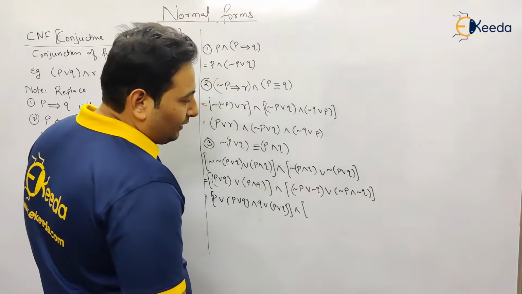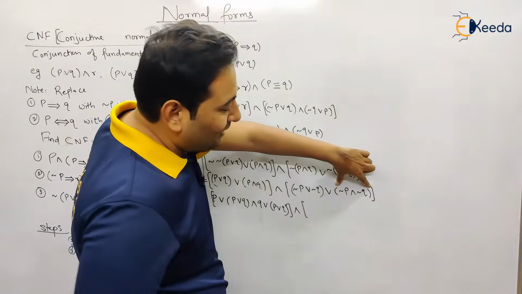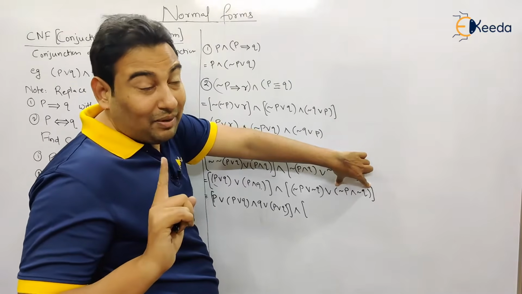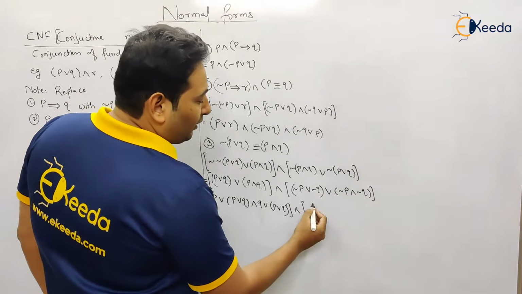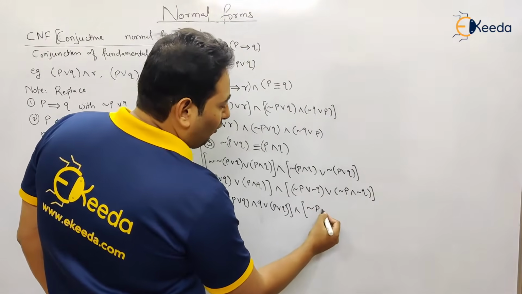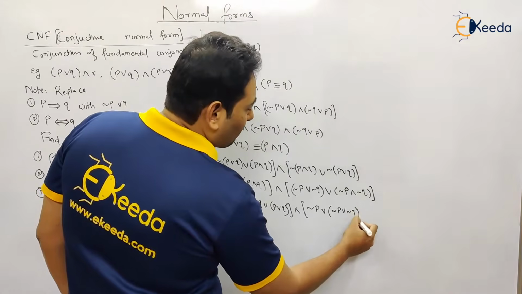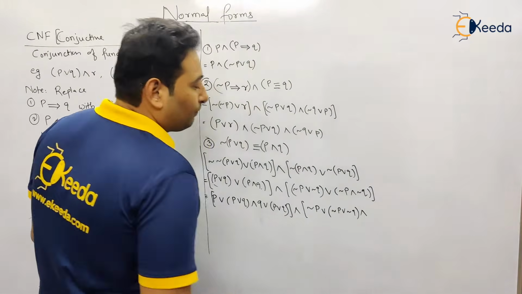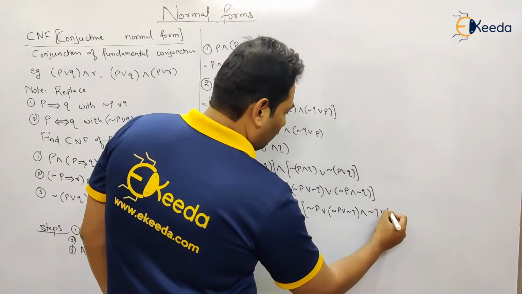And again the same story, negation of P, or if I take this in bracket I'll get this conjunction, but I want what? Disjunction. So I'm going to go in reverse order. Negation of P or this bracket, in between this sign and, negation of Q or this.